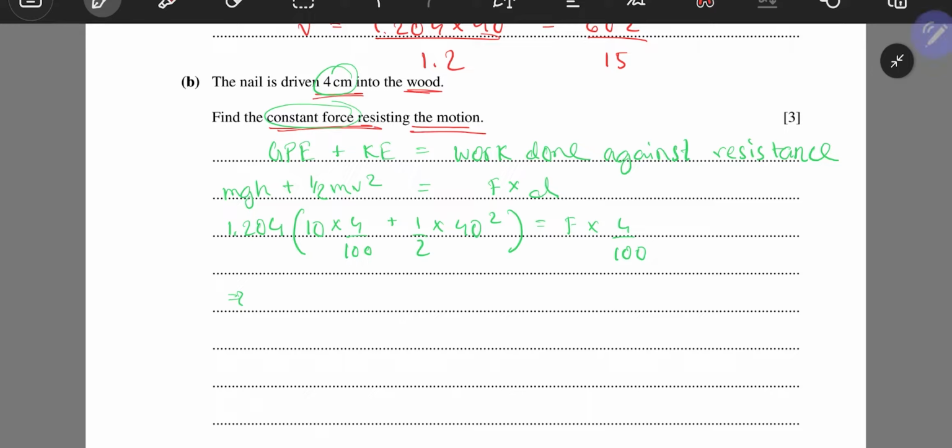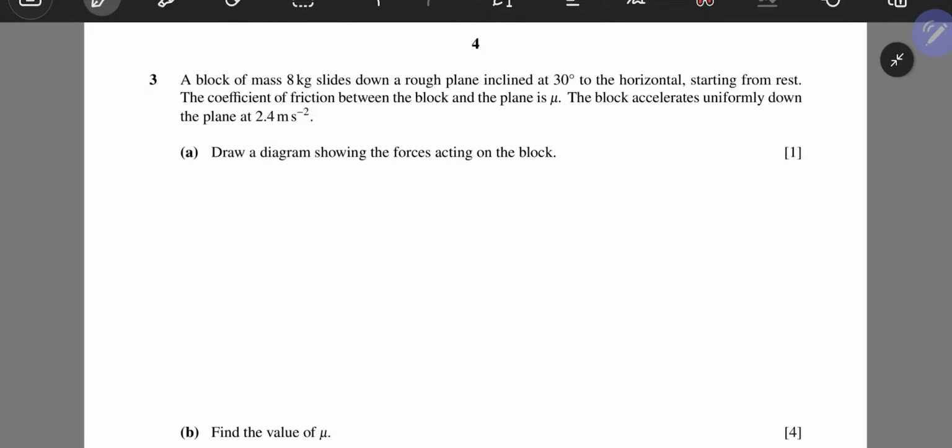So the right hand side is a decimal. 963.6816 is equal to 4 by 100, or let's just write it in decimal, 0.04F. Therefore, F is equal to 963.6816 divided by 0.04, which equals 24092.04 newtons. And that is the answer.